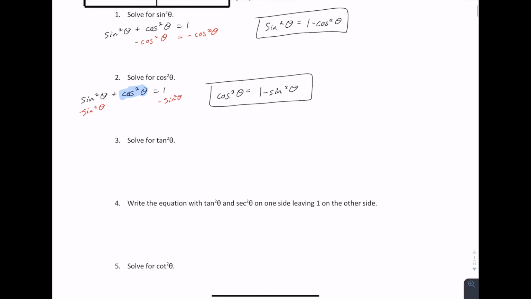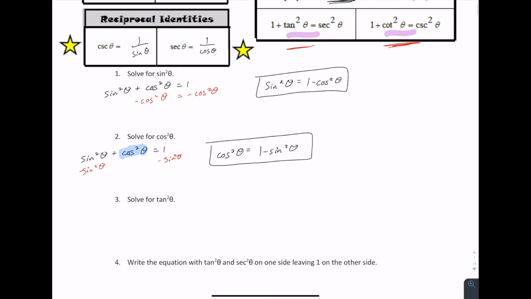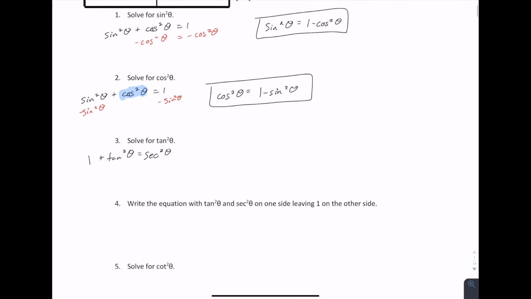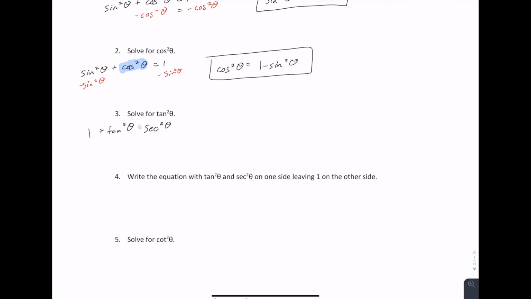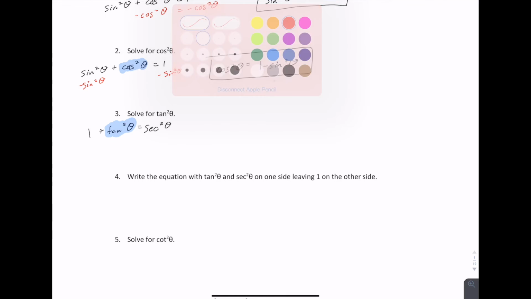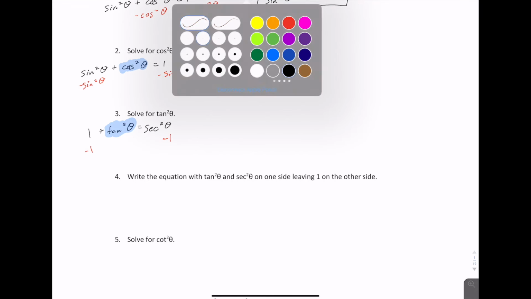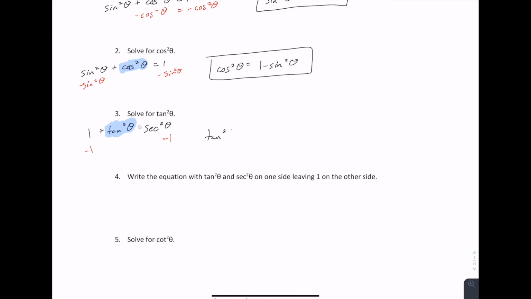All right, now solve for tangent squared. Well, we have this one up here that I'm currently starring. So I'm going to rewrite it. 1 plus tangent squared theta equals secant squared theta. And we're trying to get tangent squared by itself. So I'm going to highlight it so I know what stays put. Subtract 1 from both sides, so minus 1, minus 1. So now I know that tangent squared theta equals secant squared theta minus 1.